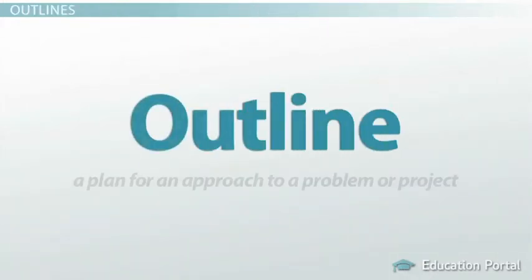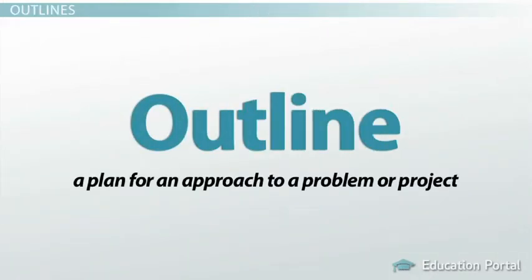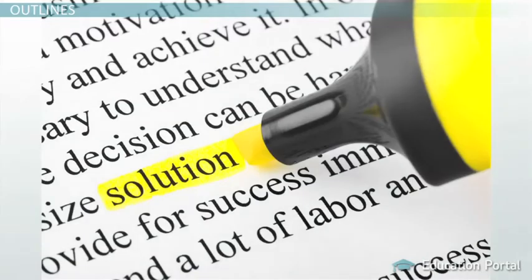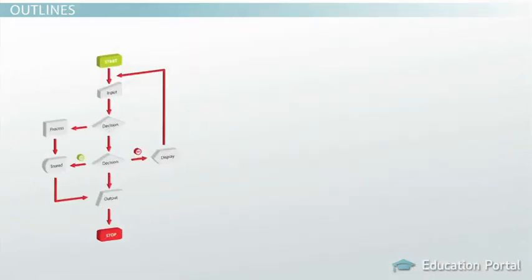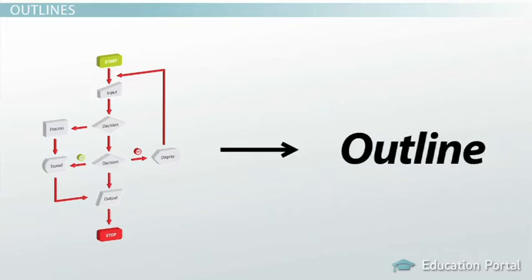An outline is a plan or approach to a problem or project. We usually think of an outline as the starting point for a term paper or a book. Let's see how I migrated from the new activity flowcharts I drew after I spent more time with Sue to an outline of the project.